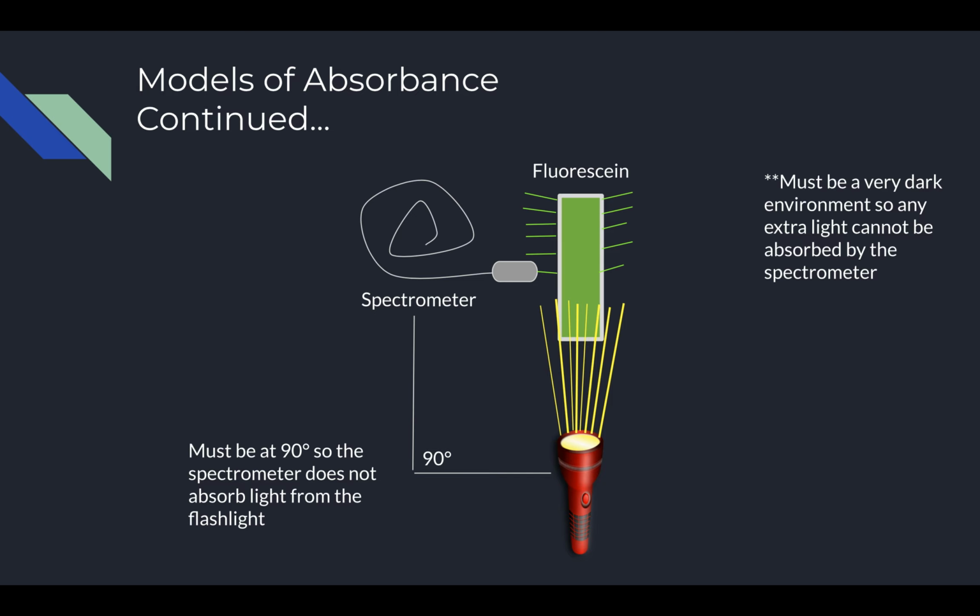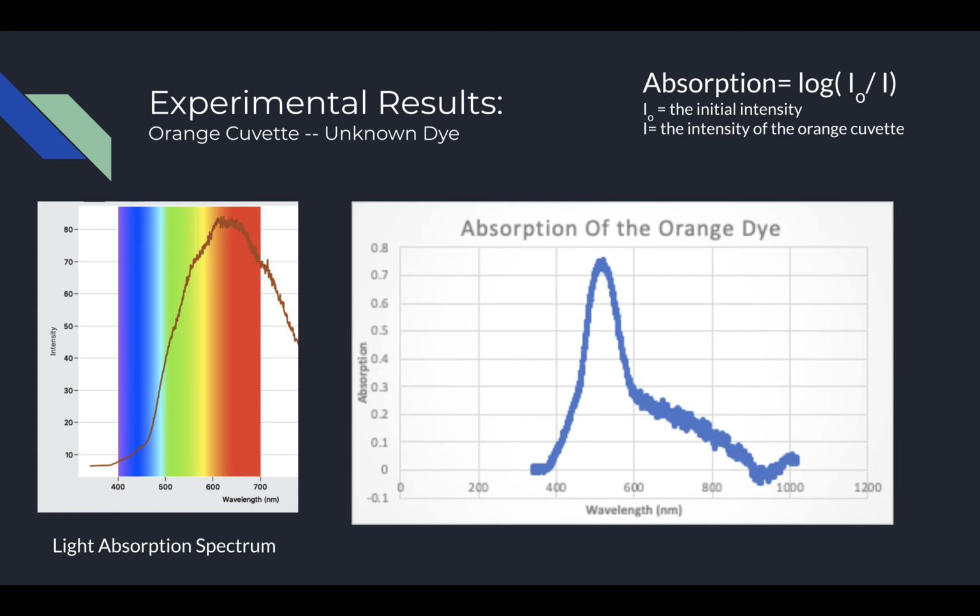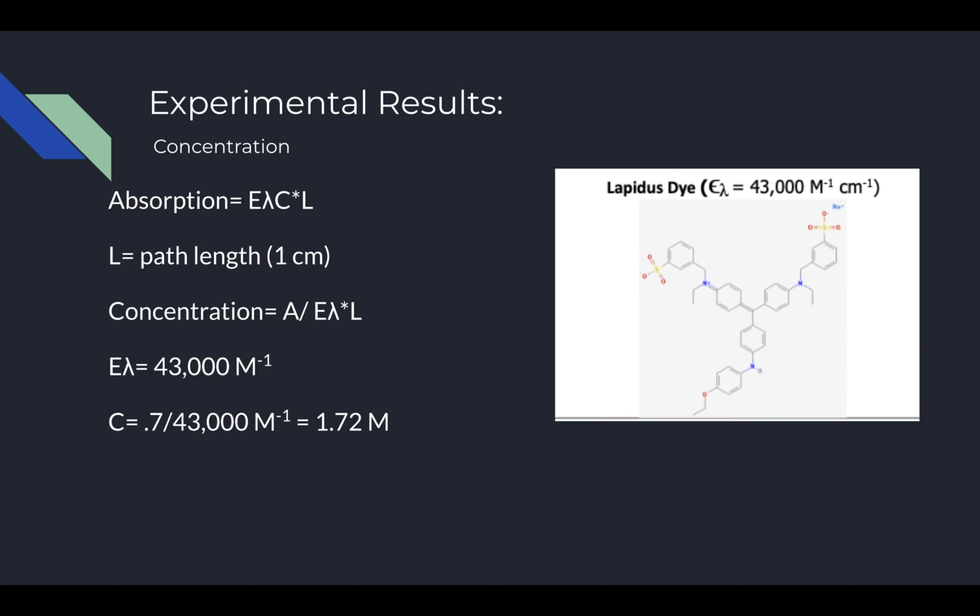so that extra light cannot be absorbed by the spectrophotometer, only the light from the fluorescein. For the orange cuvette, we used the equation absorption is equal to the log of the initial intensity over the intensity of the orange cuvette, with the initial intensity being water in a cuvette. And we found that the peak wavelength of the orange dye was about 520, which was the closest to the Lapidus dye.